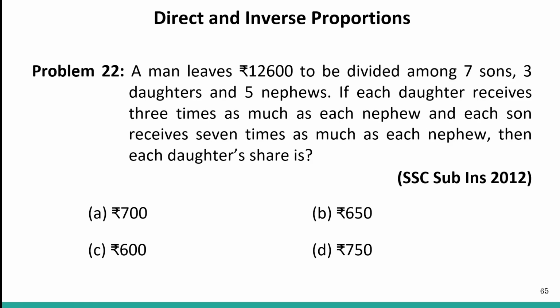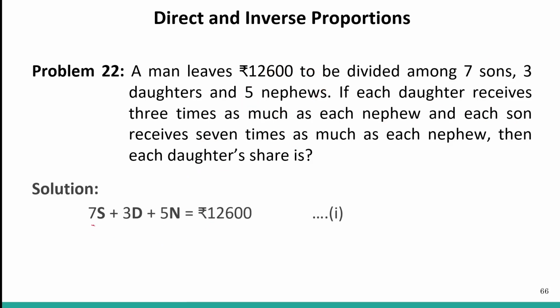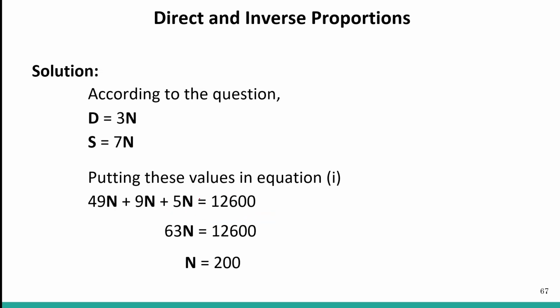Okay, a man leaves 12,600 to be divided among 7 sons and 3 daughters and 5 nephews. Okay, so if each daughter receives 3 times as much as each nephew and each son receives 7 times as much as the nephew, then each daughter's share is what? So 700, 650, 600 or 750. So 7s plus 3d plus 5n is equal to 12,600. D is equal to 3n and S is equal to 7n.